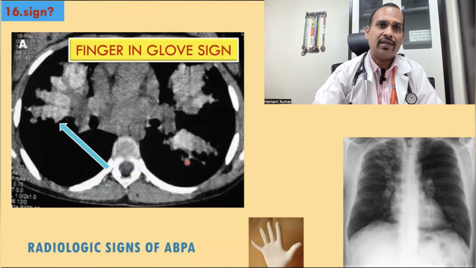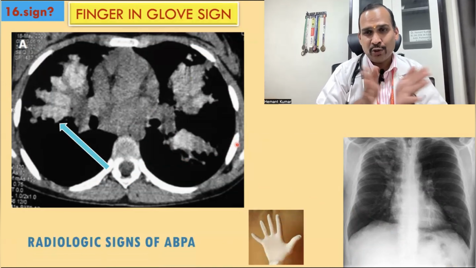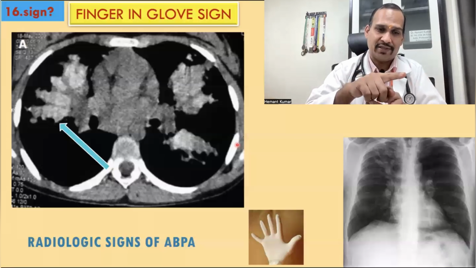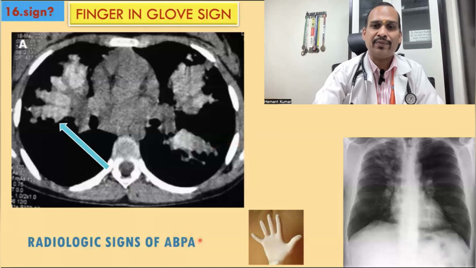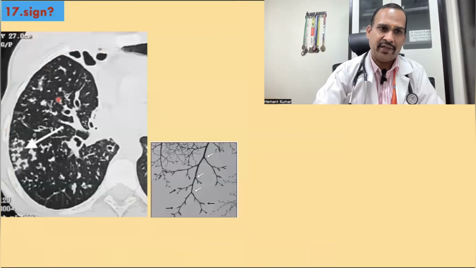And what is this sign? So this is finger in glove sign. So this is just dilatation of bronchi filled with mucus, again seen in ABPA. So this is dilated bronchi filled with mucus. Now 17. So what is this sign? Can you see this arrow?